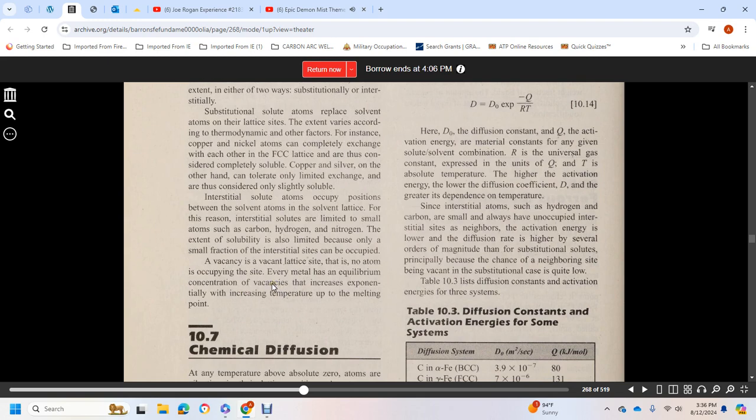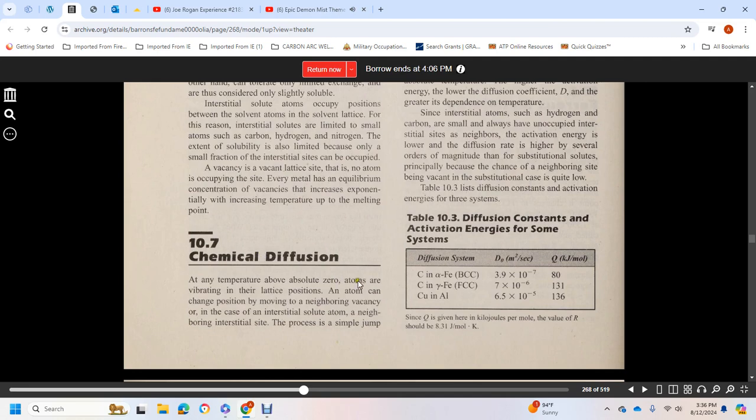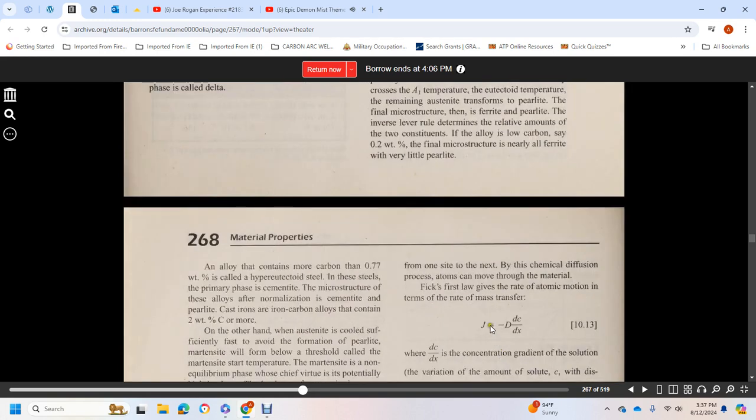Alright, 10.7, chemical diffusion. At any temperature above absolute zero, atoms are vibrating in their lattice positions. Atoms can change position, moving to a neighboring vacancy, or in the case of an interstitial solute atom, to a neighboring interstitial site. The process is simple: a jump from one site to the next. Through this chemical diffusion process, atoms can be moved through the material.